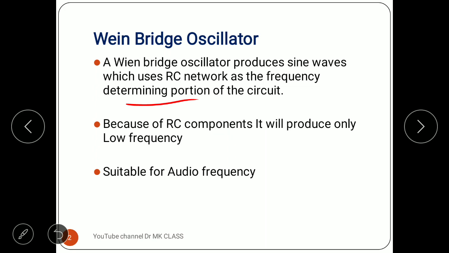Because of the RC components, it will produce low frequency oscillations and it is suitable for audio frequency. The R value, resistance value, will be high, usually in kilo ohms, and C will be in microfarads. So the frequency generated will be in hertz. Usually it will be from 1 hertz to less than 10 kilohertz. So usually 1 kilohertz, 2 kilohertz, and audio frequency, 20 hertz to 20 kilohertz. This is a suitable oscillator.